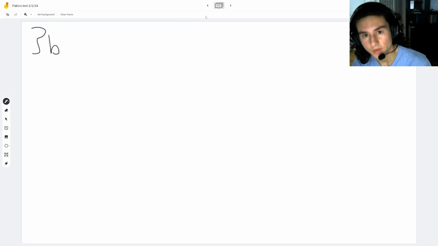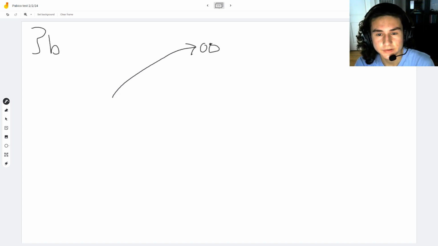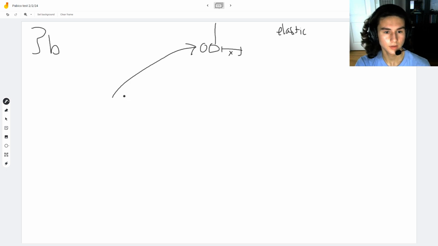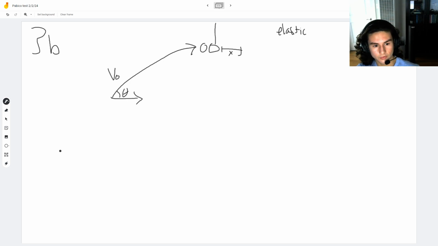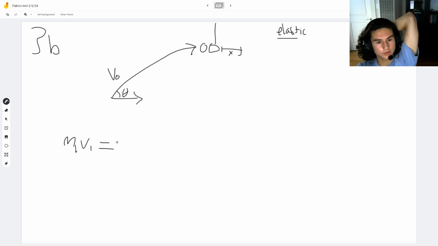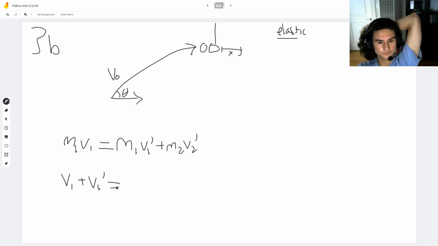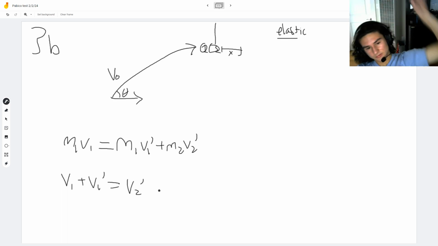For 3b now, we have the same situation, a ball launch, blah, blah, blah. Hits here. But this time, we want to figure out how far it travels in the x direction, right? And the equation is now elastic. So we're again given an angle, velocity initial stays the same, but now we're going to have to account for the discrepancies because it's an elastic equation. So we're going to set up our two equations, m1 v1 prime plus m2 v2 prime. And then the other equation we're going to use is v1 plus v1 prime equals basically v2 prime. There would be a plus v2 initial, but there's no initial velocity for mass 2, assuming this is 2 and this is 1.